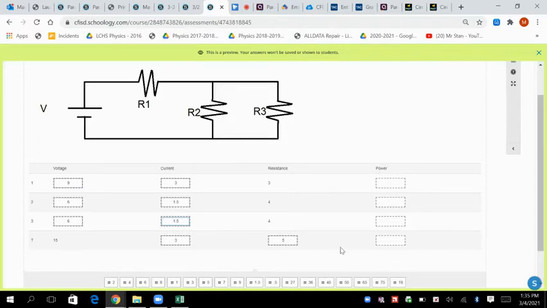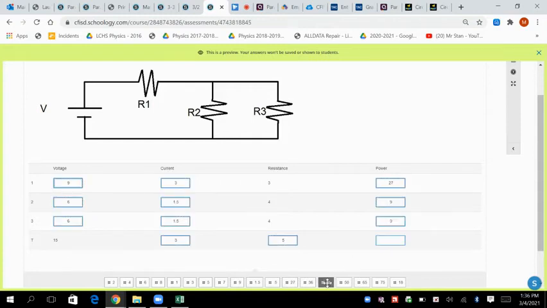And now the only blanks we have left are the power. Okay, so 9 times 3 is 27. Okay, 6 times 1.5 is 9. Then 6 times 1.5 is 9 again. And 15 times 3 is 45.